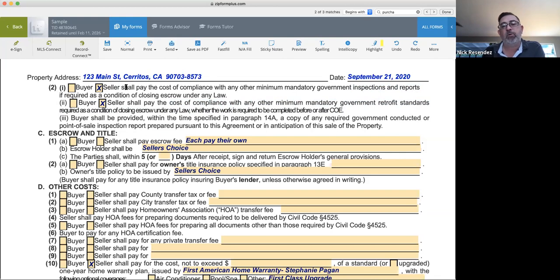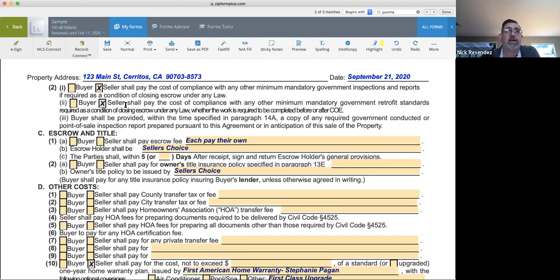Okay. So I is for the report or inspection. II is for the cost of compliance to make the appropriate repairs to be in compliance with the city. And by the way, this is not something you can waive, right? I require this in your files. The only city, to my knowledge, that will allow you to actually complete a waiver is Compton.